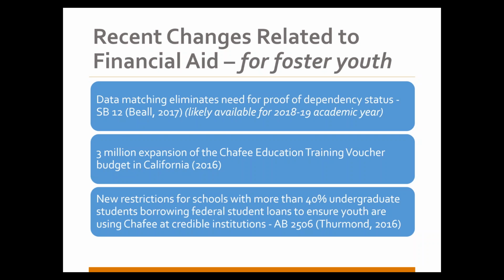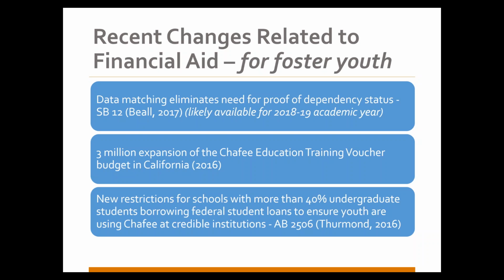It eliminates an administrative hurdle for youth, which we love, eliminating administrative hurdles. So now SB 12 went into effect January 1st of this year, 2018, and we're really hoping and anticipating to see the data matching capability available by the next academic year, 2018-19. We can't guarantee that, but we're hopeful and think that that's realistic.